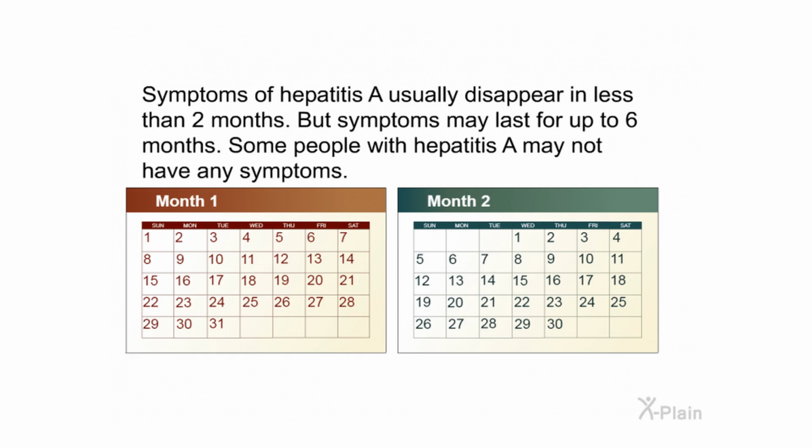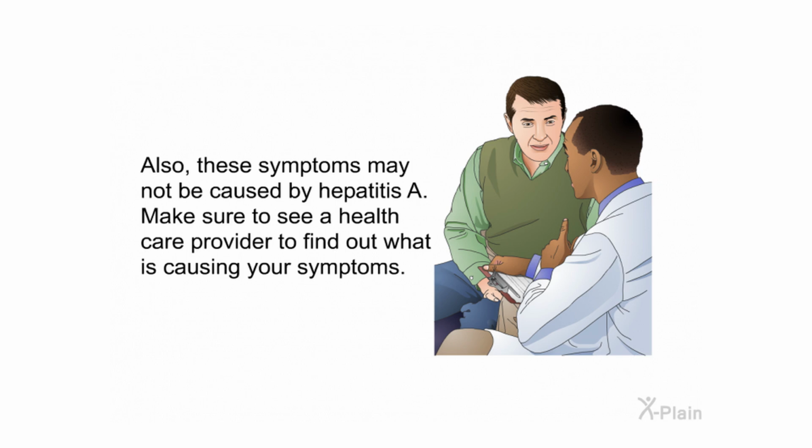Symptoms of hepatitis A usually disappear in less than 2 months, but symptoms may last for up to 6 months. Some people with hepatitis A may not have any symptoms. Also, these symptoms may not be caused by hepatitis A. Make sure to see a healthcare provider to find out what is causing your symptoms.